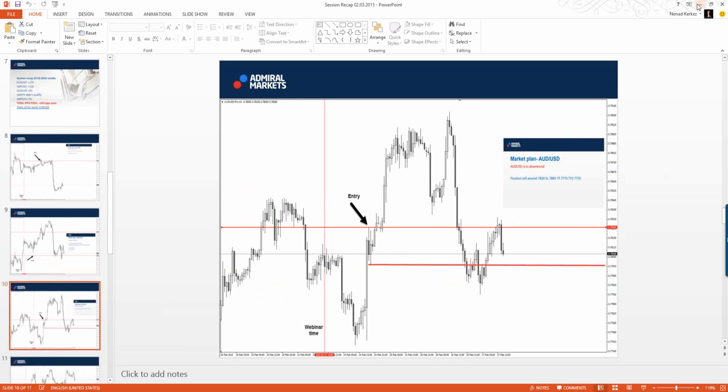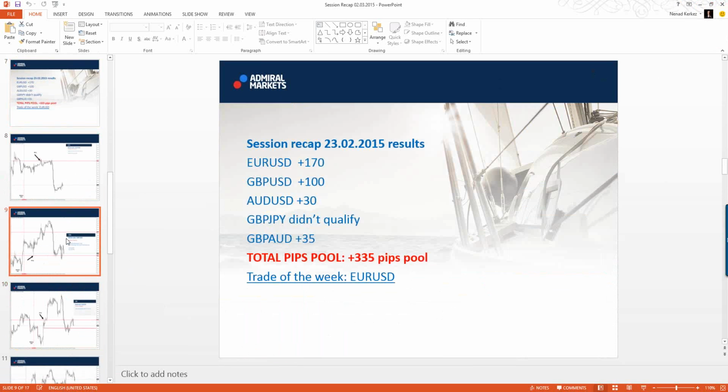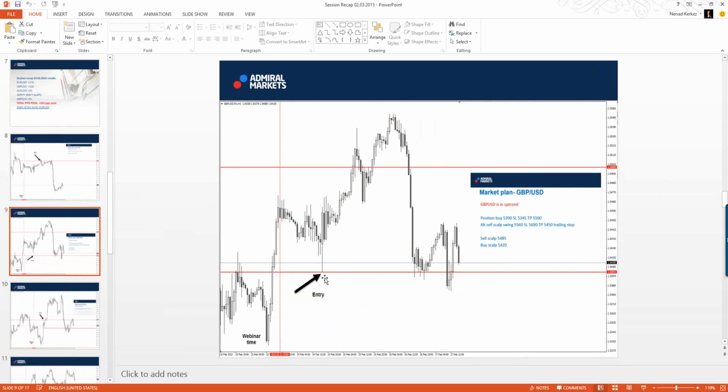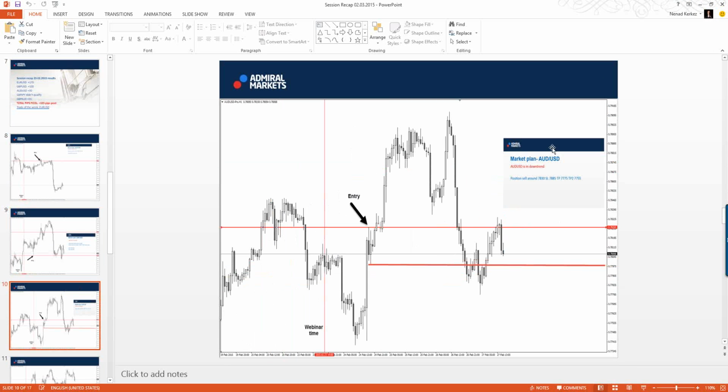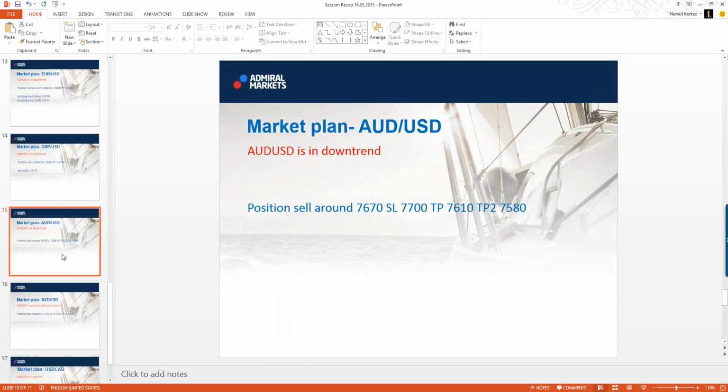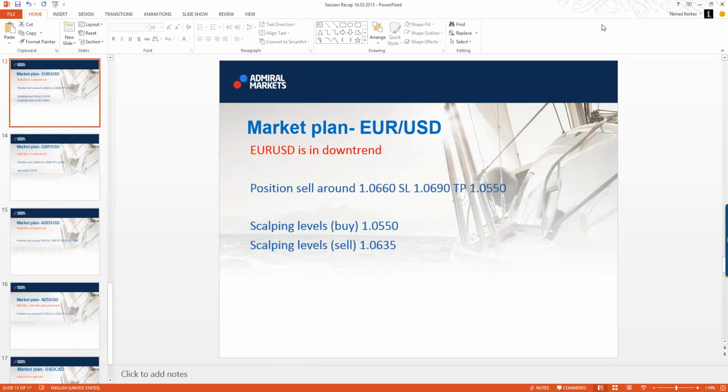All these setups are verified. You can see I'm not making up anything. They're always shown to the pip, but a 5 to 10 pip buffer is always the safest way to go. Okay.